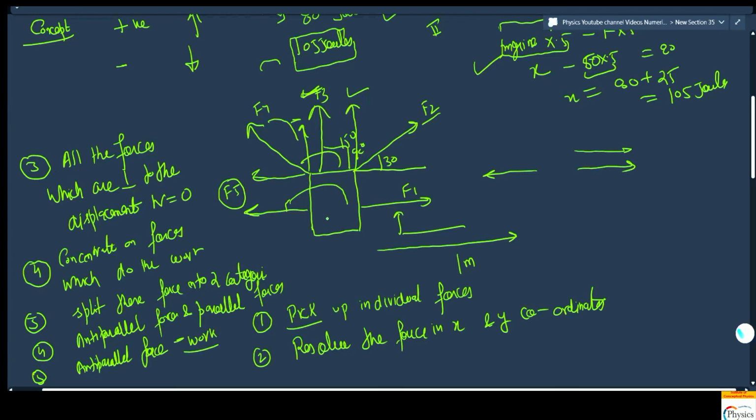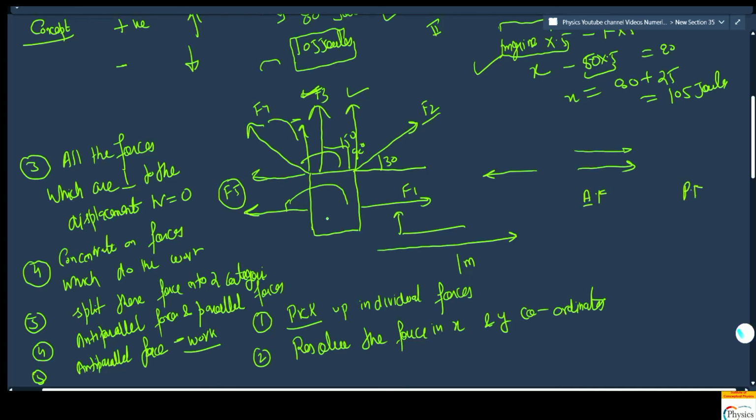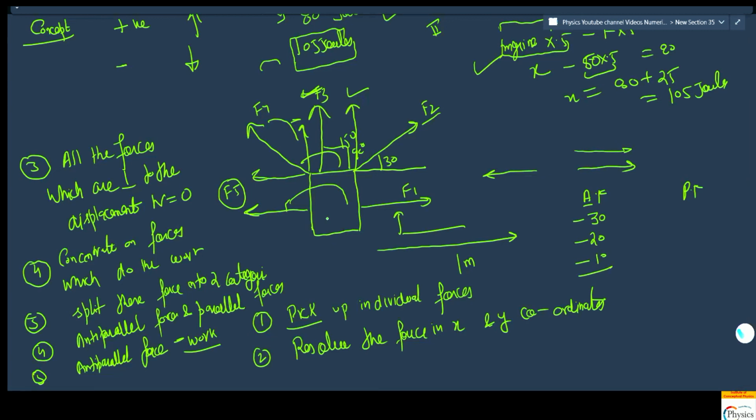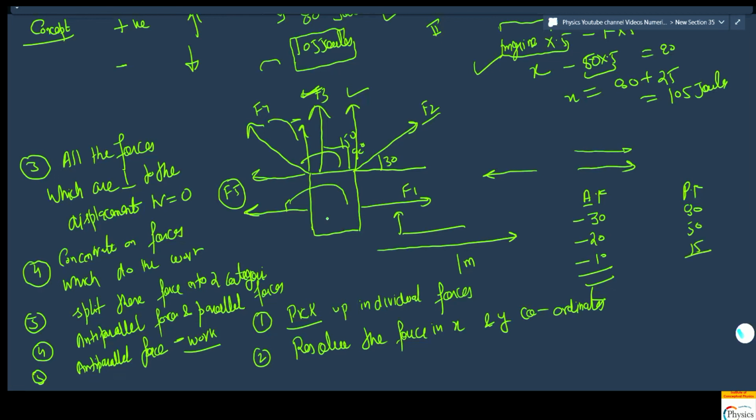So add all the negative works. Anti-parallel forces, and parallel forces. Force number 1 contributes, just hypothetically, minus 30 joules, minus 20 joules, minus 10 joules. Add all of these. Parallel forces add 80 joules, 50 joules, 15 joules. Add all of these. So you get minus 60 joules here, and you get 145 joules.